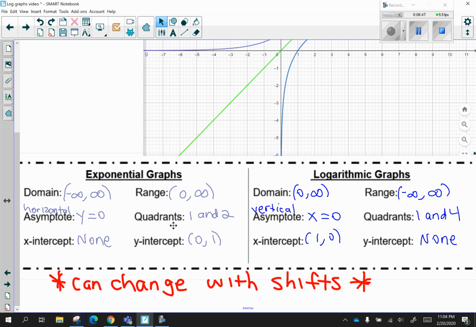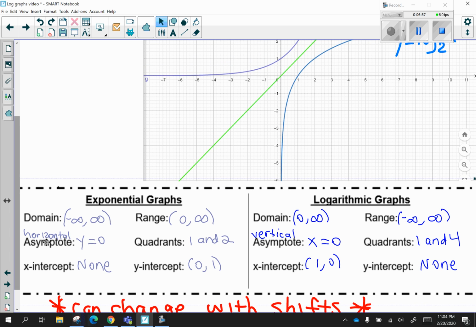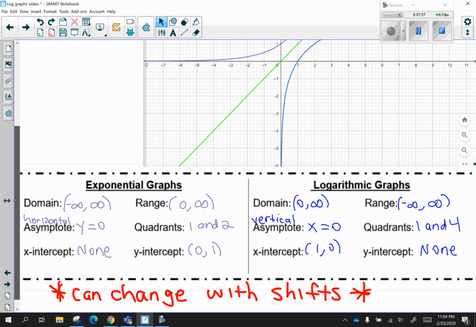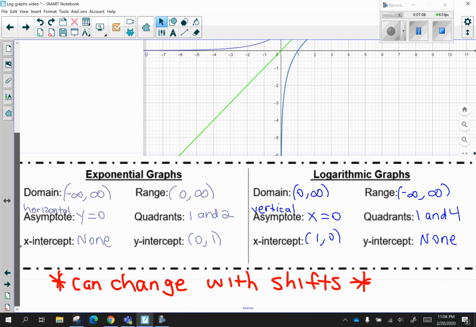Notice the exponential graph is in quadrants 1 and 2 versus the log graph, which is in quadrants 1 and 4. There's no x-intercept for the exponential graph, but there is an x-intercept of (1, 0) for the log. The y-intercept (0, 1) for the exponential graph, no y-intercept for the log. So this is for our most basic function if there's no shifts. Obviously, this information changes if we go up, down, right, or left.